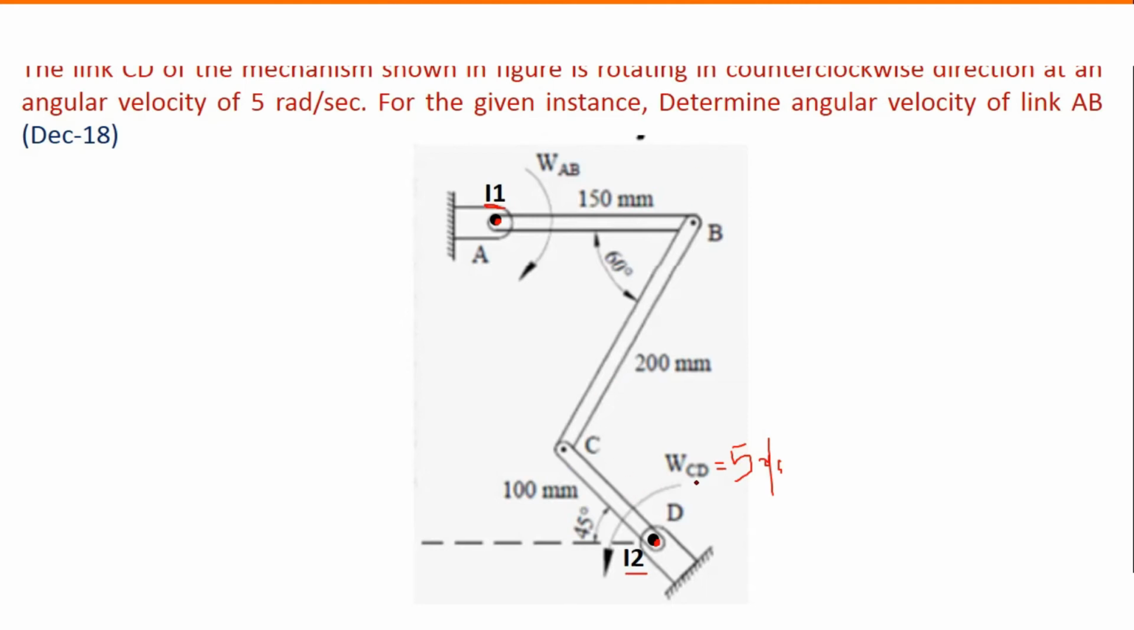So if you observe closely, when this link is rotated in the counterclockwise direction, this point C will move in this direction. Okay, so I can write that this is the velocity of C. And as this C moves downward, this B will also come downward. The point B will shift towards this side.